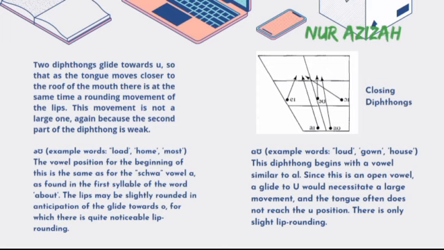Look at the picture. AU, example words like loud, calm, and house. This diphthong begins with a vowel similar to A. Since this is an open vowel, the glide to U would necessitate a large movement, and the tongue often does not reach the U position. There is only slight lip rounding.